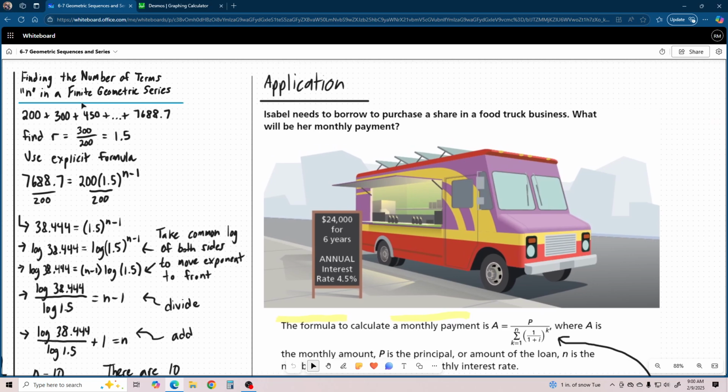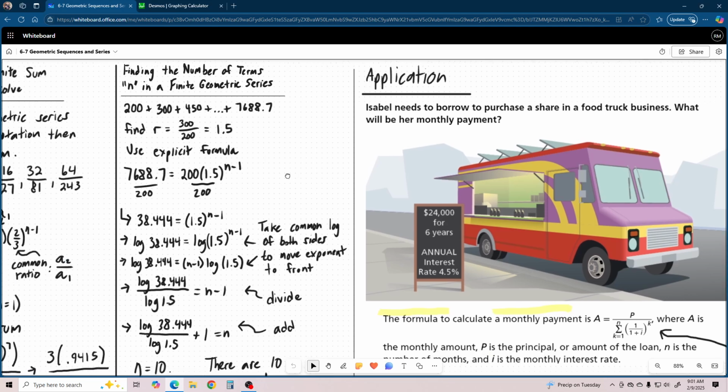So, all right, finding the number of terms in a finite geometric series. So let's say we know the geometric series is 200 plus 300 plus 450 plus a bunch of other stuff, and then it ends up at 7,688.17. So we don't know these middle terms, and we don't even know how many terms there are. All we know is we start at 200, we end up at 7,688.7, and we're adding all those up. Well, it doesn't even say that we have to add them all up yet. So this is why we've been learning logs and why this is in the log section.